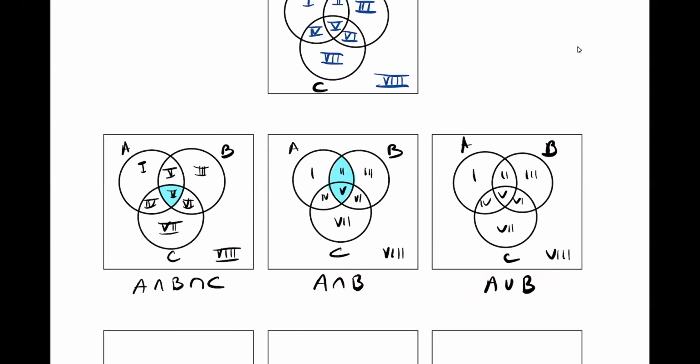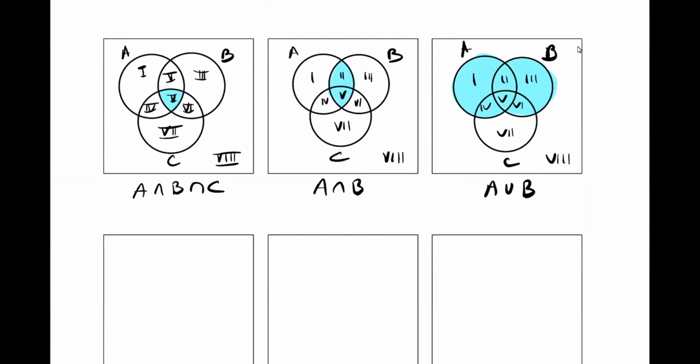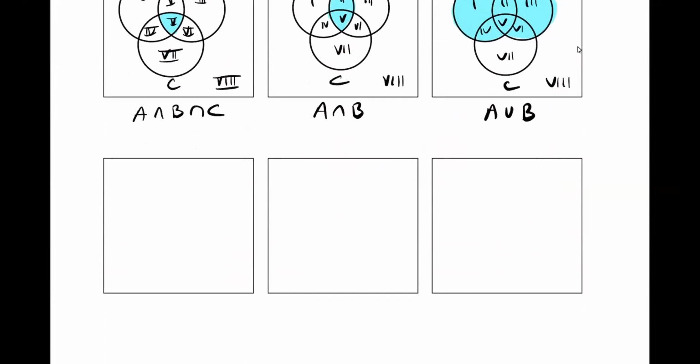So what regions would include A union B? Regions 1, 2, 3, 4, 5, 6. Basically everything that's in A and everything that's in B. So yes, that is right. Let's see if we can shade that. All right, very good. Everything in A and everything in B. Let's do a few more.